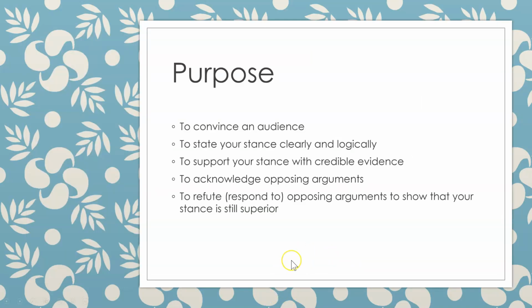So let's get started. A friendly reminder that the purpose of writing an argumentative essay is to convince your audience. You want your audience to agree with your stance or your thesis, your claim. Your stance also has to be stated clearly and logically, and we will talk about that briefly. You also have to support your stance with credible evidence. Credible is a key word. You can't just go to the internet and find .coms to support your evidence. You have to use credible sources.